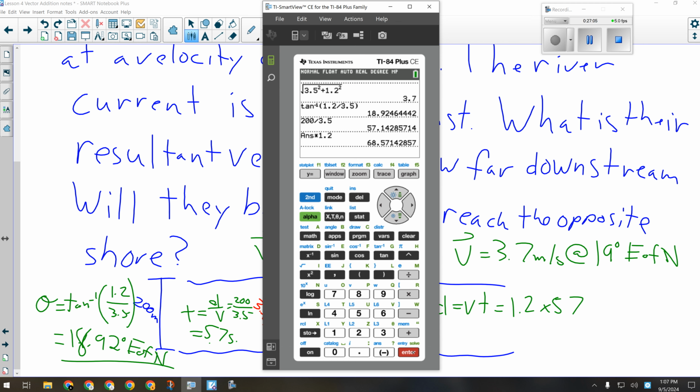Now, is any one part of this overly difficult? Like, you guys can put vectors tail to head. You guys can do v equals d over t calculations. You can do Pythagoras and trig. No one part of that question is tricky. It's putting them all together the right way that's tricky.